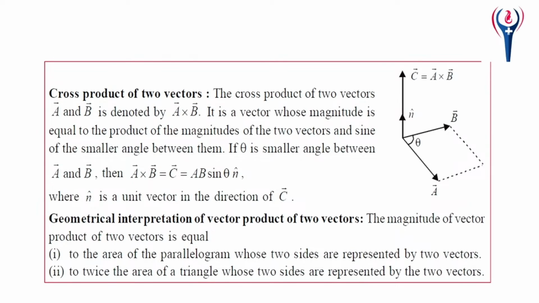Cross product. Cross product is just like dot product. A cross B equal to C, or AB sin theta, and the resultant is also a vector quantity. Geometric interpretation: the magnitude of the vector product of two vectors is equal to the area of the parallelogram whose sides are represented by the two vectors, or twice the area of the triangle whose sides are represented by the two vectors.